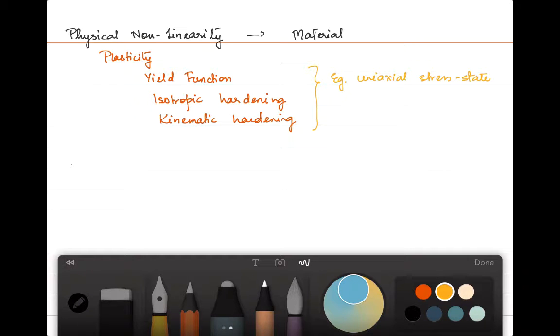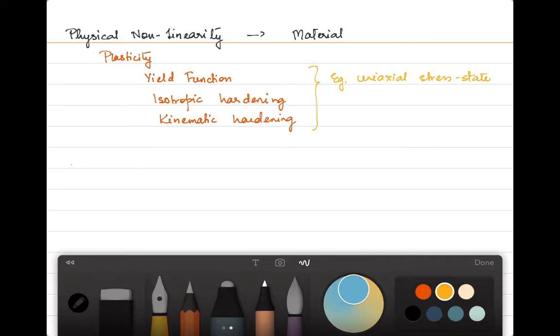Plasticity can then be defined by using a yield function, and then different types of hardening rules can come in within the plasticity definition. The first one is isotropic hardening and the second one is kinematic hardening. And all these will be discussed in terms of an example for a uniaxial stress state.